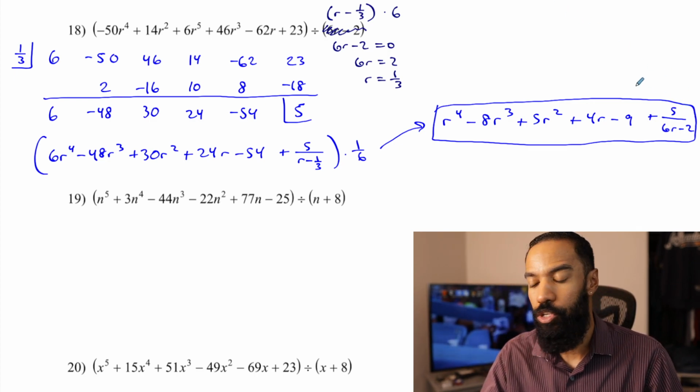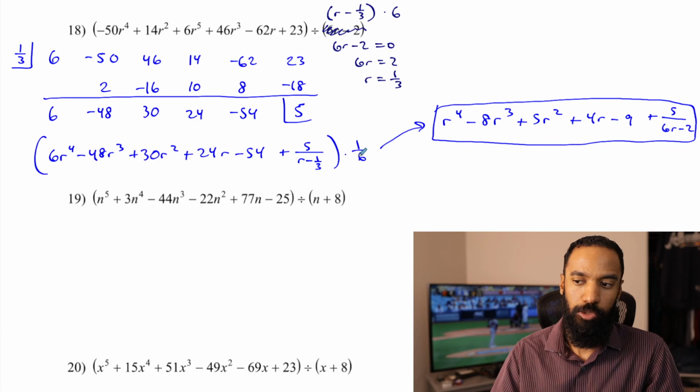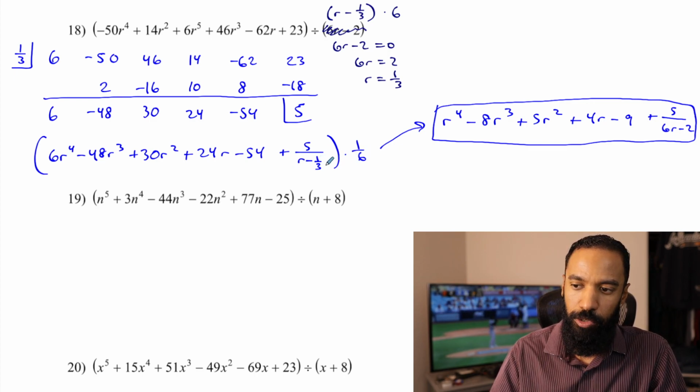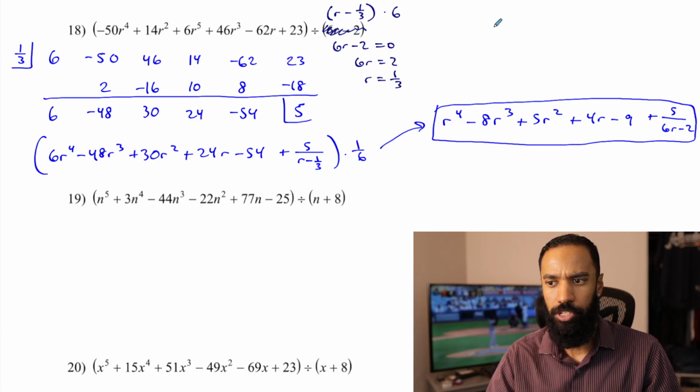Answer's looking good. It is a remainder of 5. So dividing by 6 is multiplying by 1/6. That means that 6 multiplies by that quantity there, which gets us back to 6r minus 2.